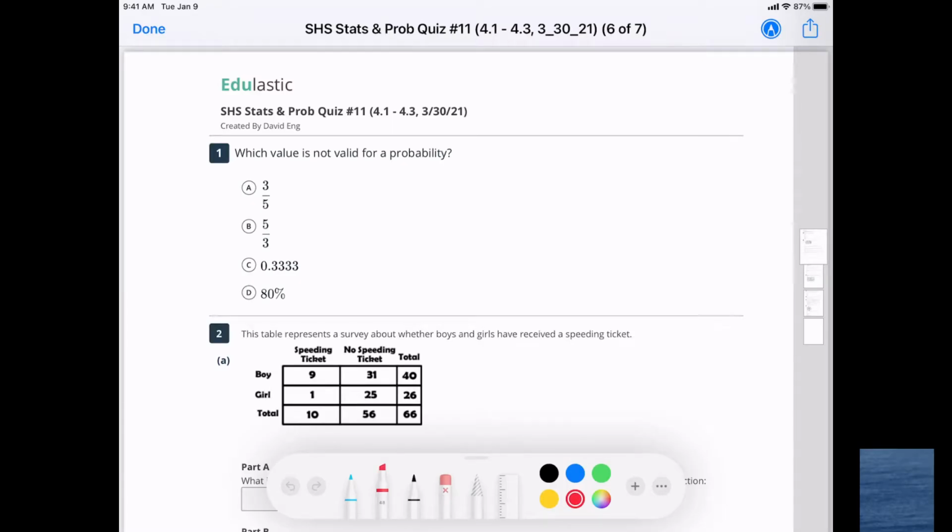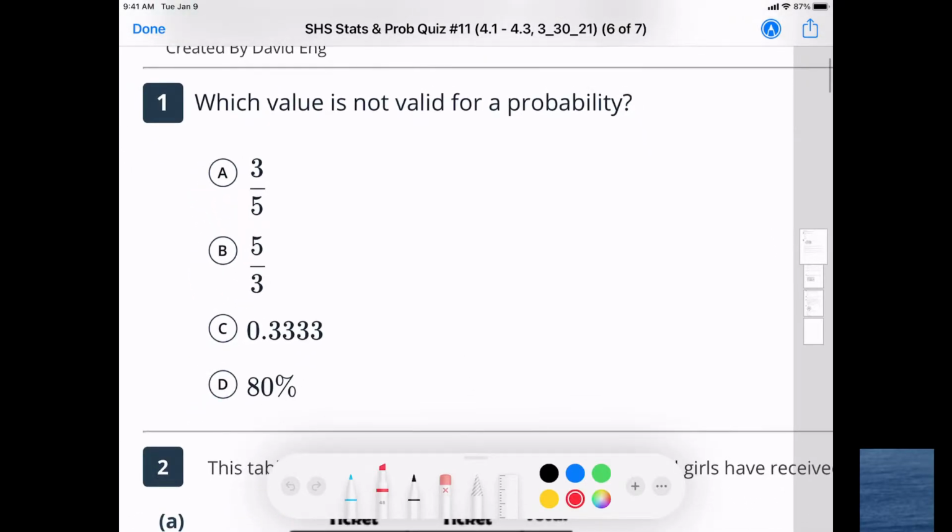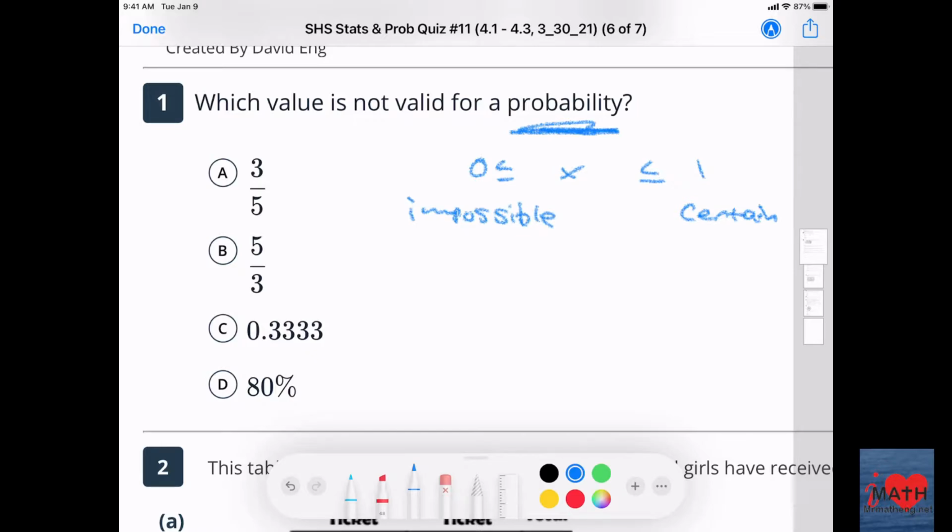Yeah, students, let's go over quiz number 11, taken on March 30th, 2021. Which value is not valid for probability? Remember, probability should be between 0 and 1. This 1 is certain, and this one over here is impossible. So only numbers between 0 and 1.